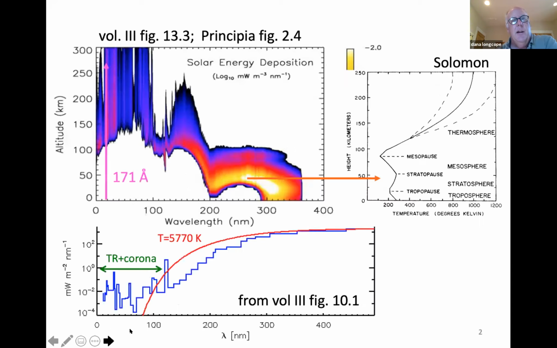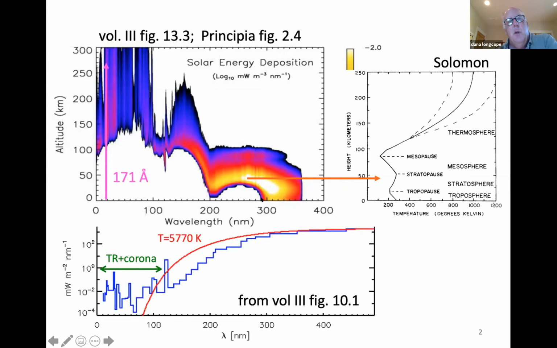And here is a wonderful diagram that combines a few figures from what we call the Principia, after Newton's work, but it's the principles of heliophysics. In the upper left is a wonderful color scale diagram which shows wavelengths of light. Altitude, of course, is vertical, so from the ground up into space, and the color indicates how much energy is being deposited at each wavelength.